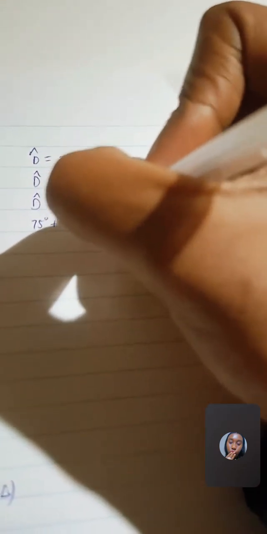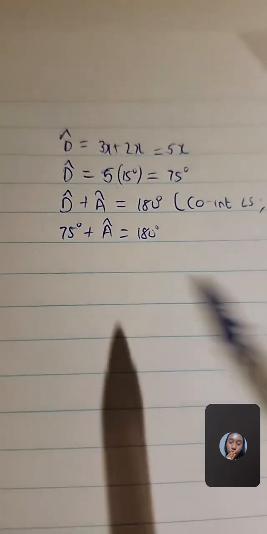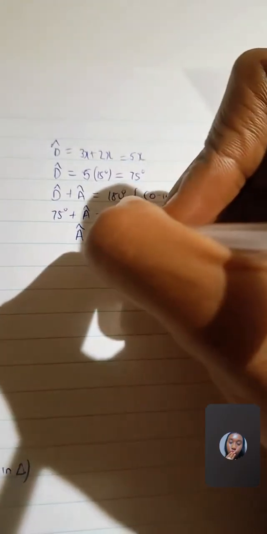Co-interior angles. We state, according to the acceptable reason document, the lines that are parallel. For that U that we have formed, it is AB and DC that form part of the U, the lines that are parallel. So we say AB is parallel to DC. Then substitute angle D, which we just got, was 75 degrees. Angle A, we are on the way to getting angle A, 180 degrees. We then transpose 75 to get the actual size of angle A.